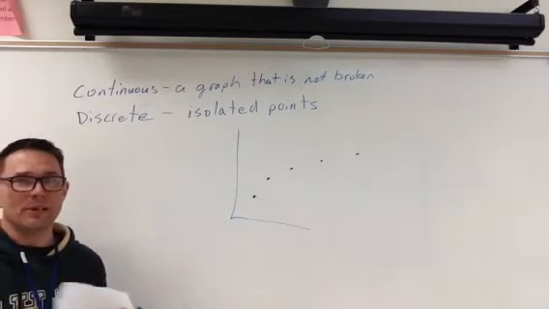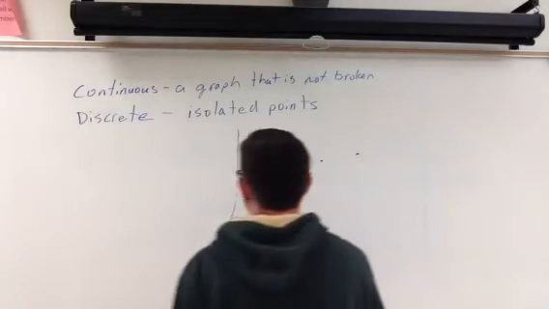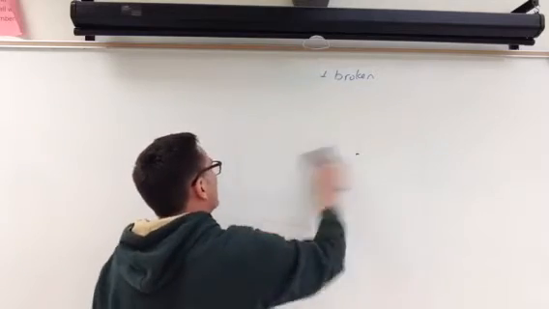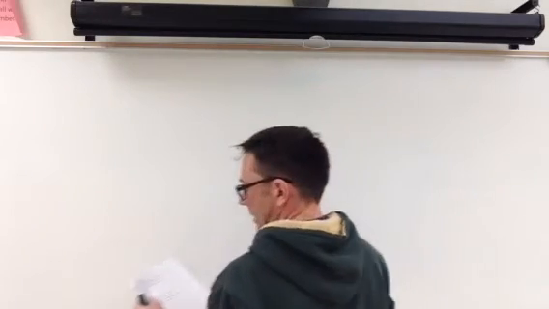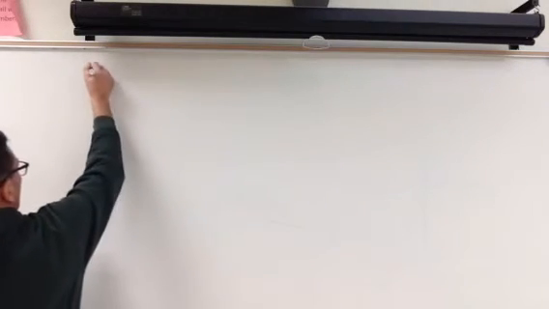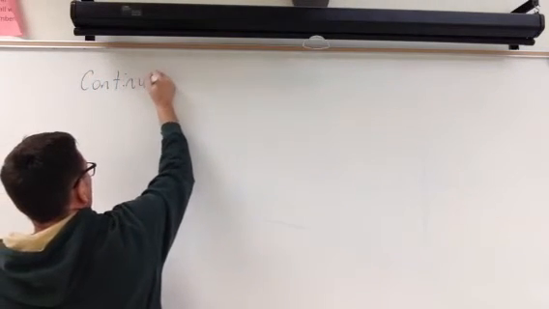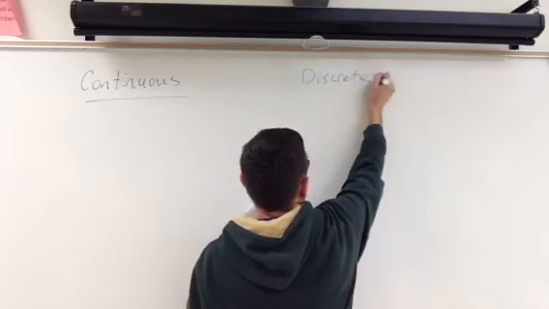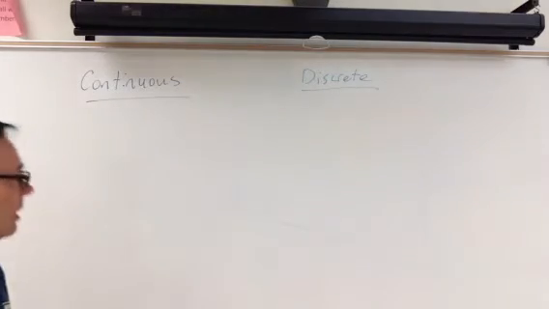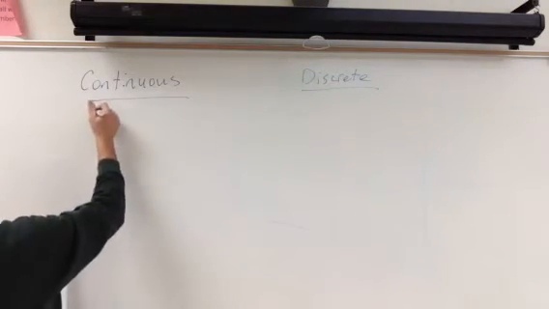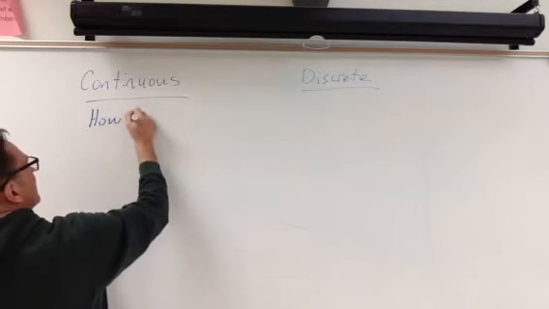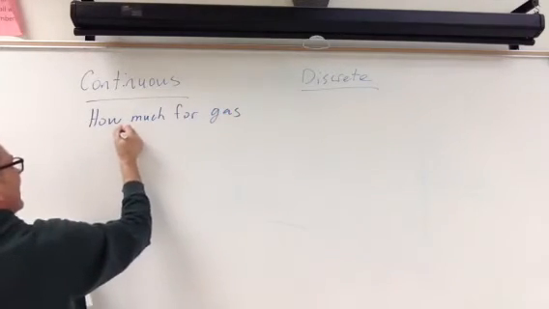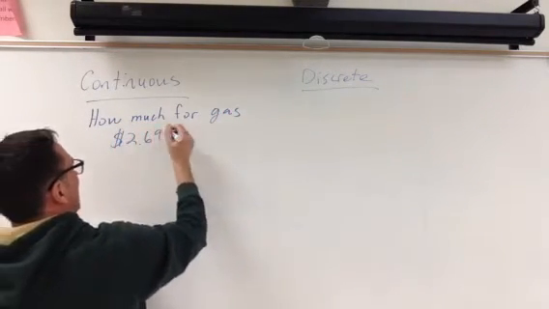Now, where does this come into play? Let's think about some examples of what would be continuous and what would be discrete. We'll start with continuous. So I listed a couple of them. Examples of continuous graphs, and these are in your notes. Continuous: how much you pay for gas. So right now I think it's $2.69 a gallon in a lot of places.